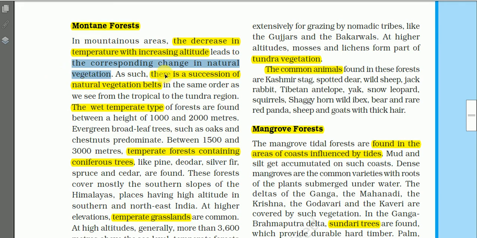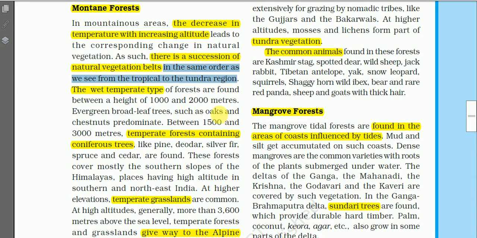As such, there is a succession of natural vegetation belts in the same order as we see from the tropical to the tundra region. Just as you see natural vegetation from the equator towards the pole, like that you will find natural vegetation from the foothill of a mountain up to the top of the mountain. This is because of the variation in the temperature condition and the variation in the amount and the type of precipitation.